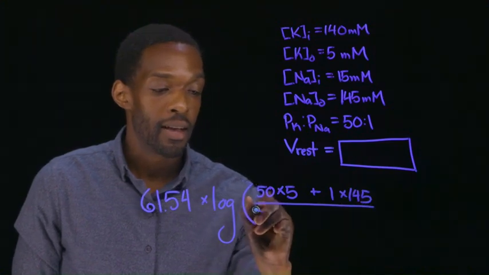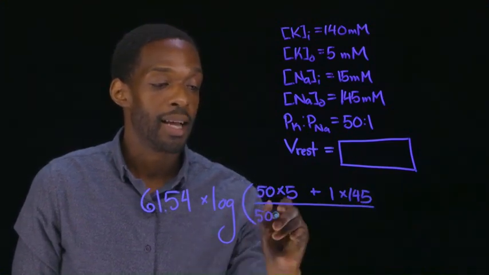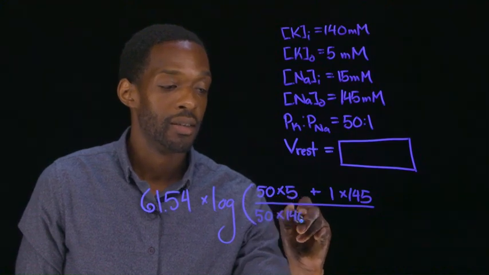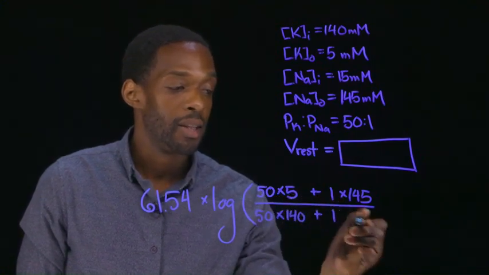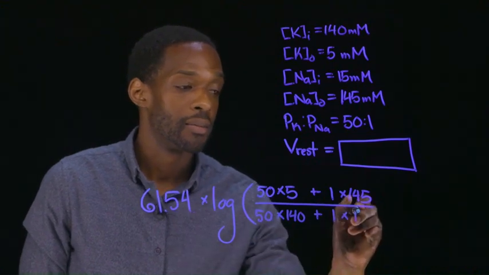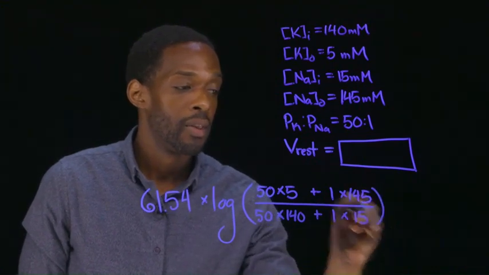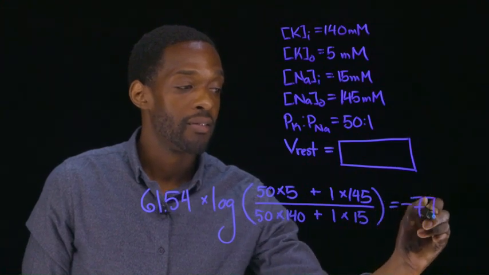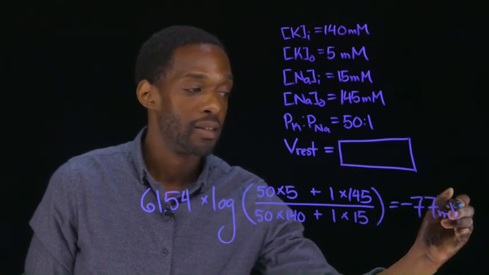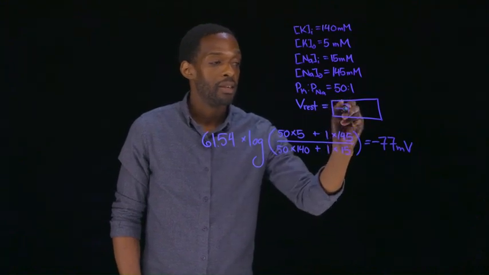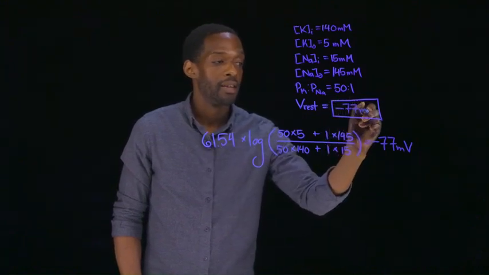And then we'll divide that by the relative permeability to potassium times its intracellular concentration, plus the relative permeability to sodium times its intracellular concentration. Okay. And when we solve this equation, what we would wind up with is negative 77 millivolts. Okay. So under these conditions, the resting potential for this neuron would be negative 77 millivolts.